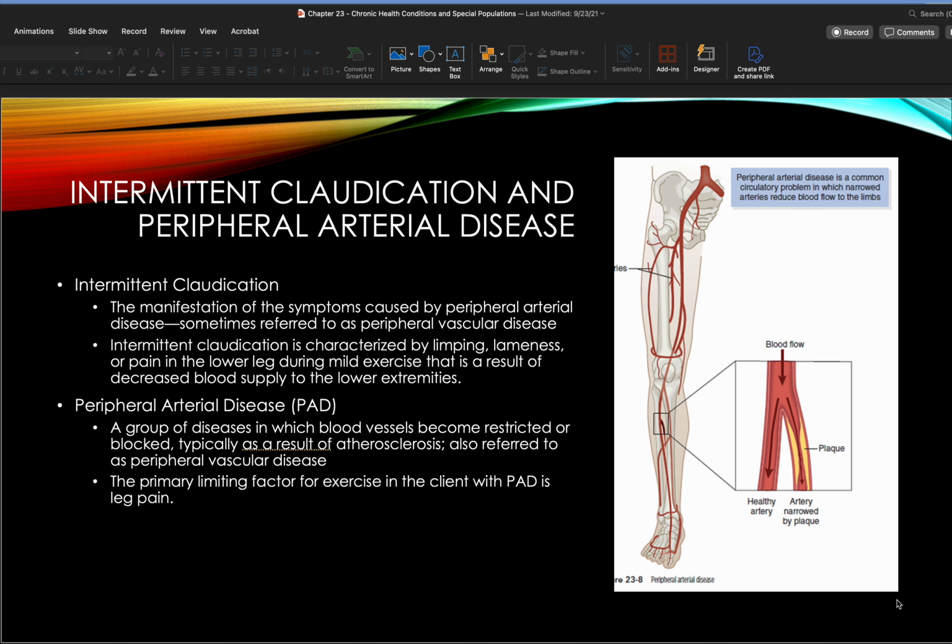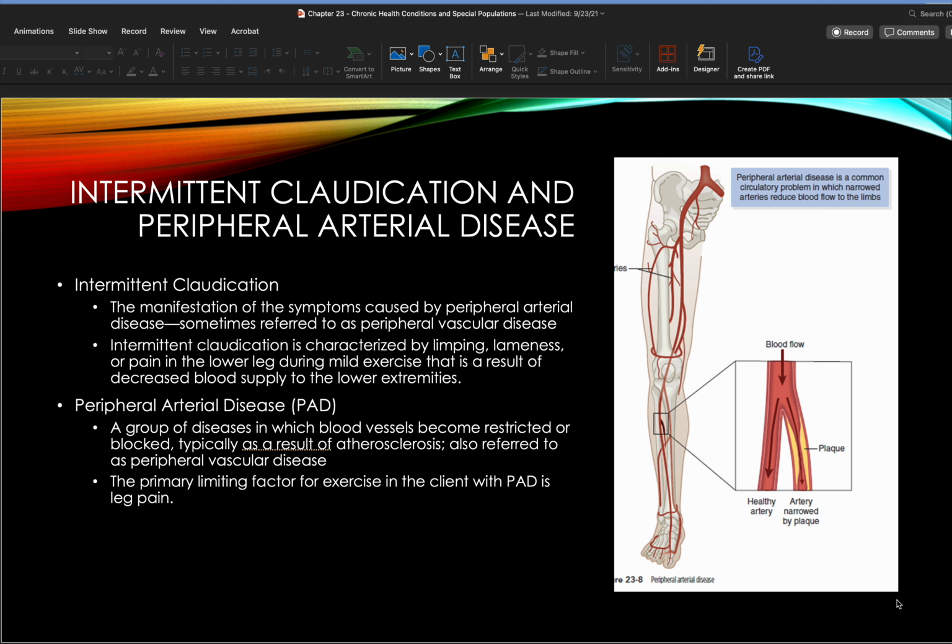Now, intermittent claudication, or sometimes you might hear it called peripheral vascular disease. What you might see is limping. You might see their leg dragging. They might complain about pain. And what it is, if they have any of this, it's basically where the artery is reduced. Basically there's a reduction of blood flow to the limb, and it's causing the change in that.